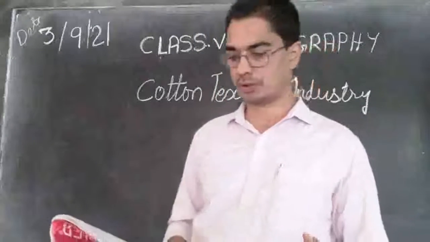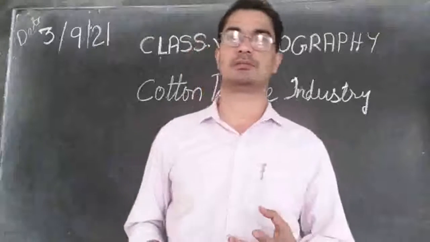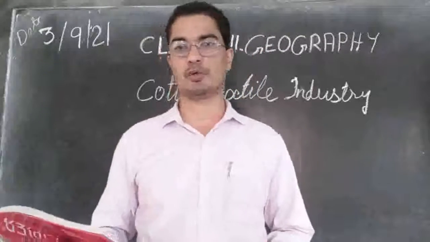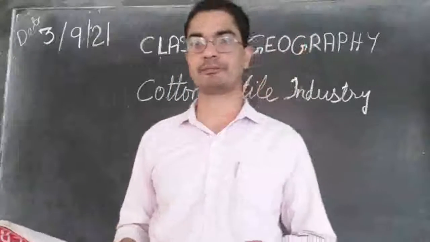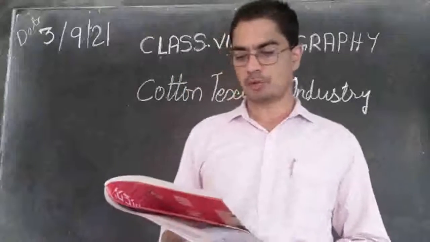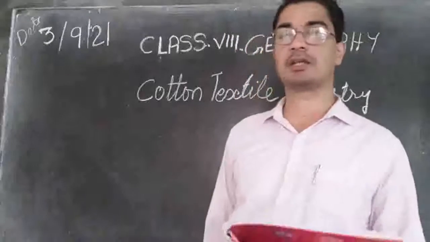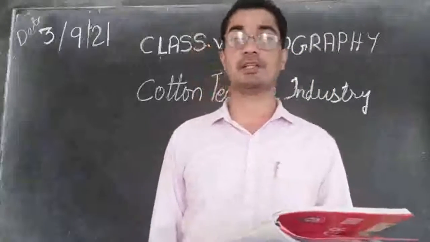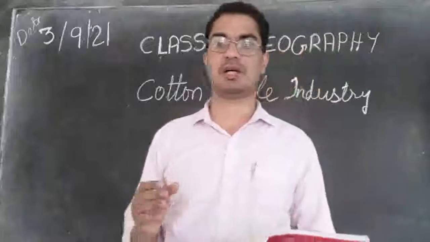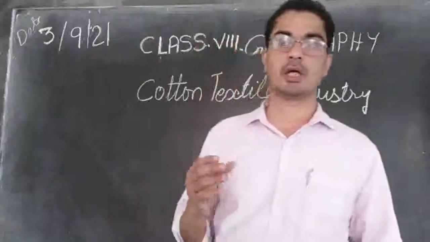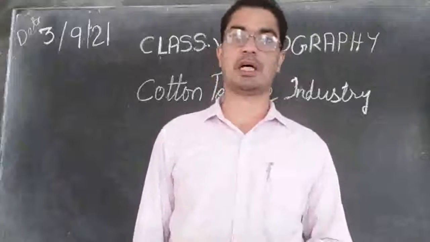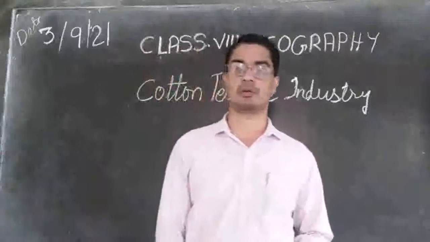Let us see about the facts of cotton textile industry. You can follow in your textbook page number 58. Cotton textile industry. Weaving cloth from yarn is an ancient art. So it is not just recently started, the weaving of cloth. Yarn means the thread. It is an ancient art, that means it was started from long ago.